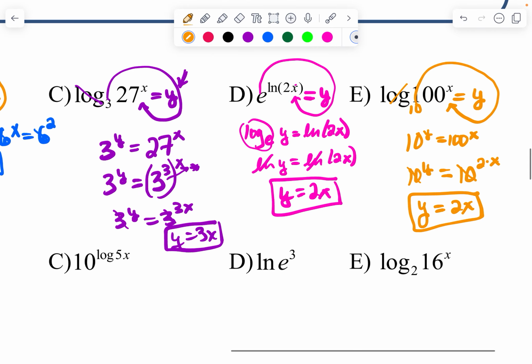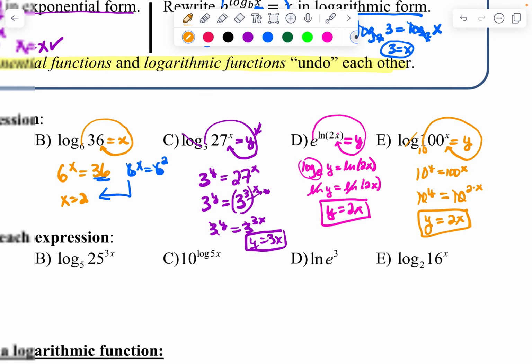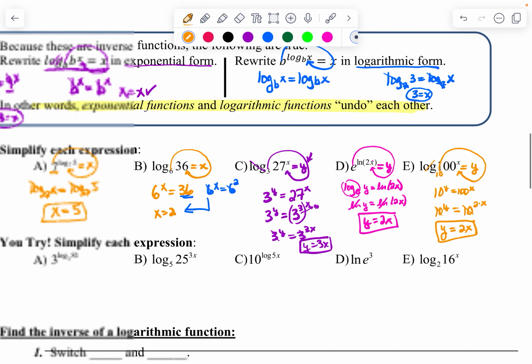Okay? So pause for a couple minutes and you try this next set.